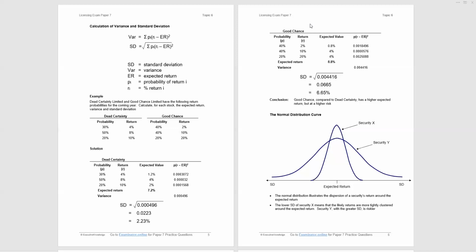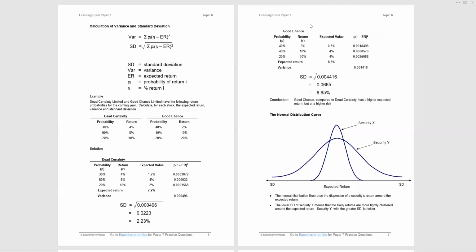Now we can show the risk return profile by way of a normal distribution curve. And you can see this is not the 2 examples we've just looked at. This is separate: security X, security Y. Now the expected return is in the middle, and the variability of the possible returns is then plotted. And you can see that for security X, the possible returns are much more tightly organized around the expected return. The dispersion is low compared to security Y.